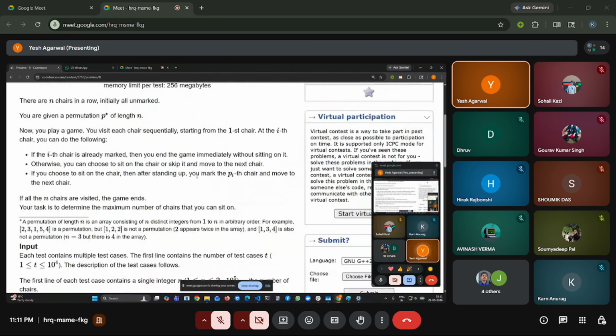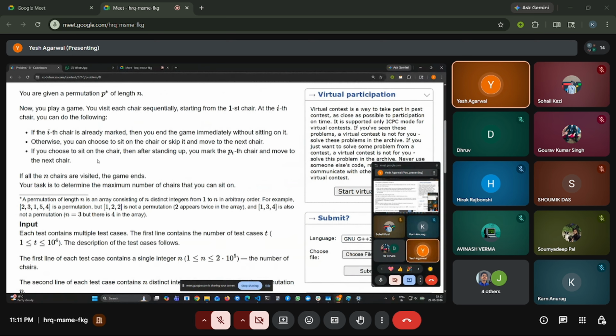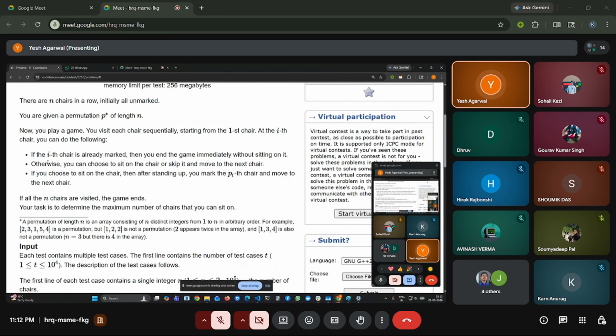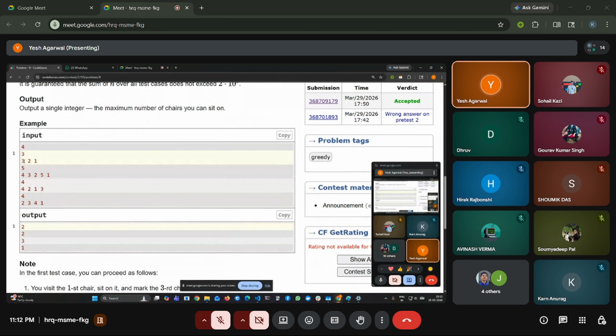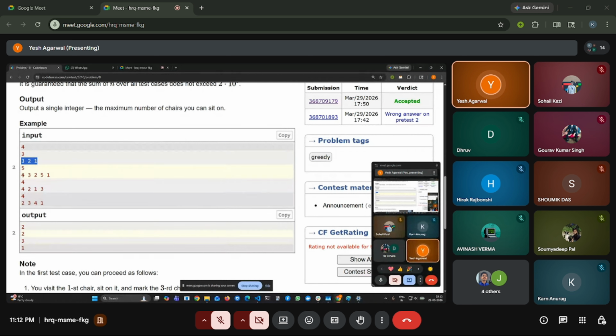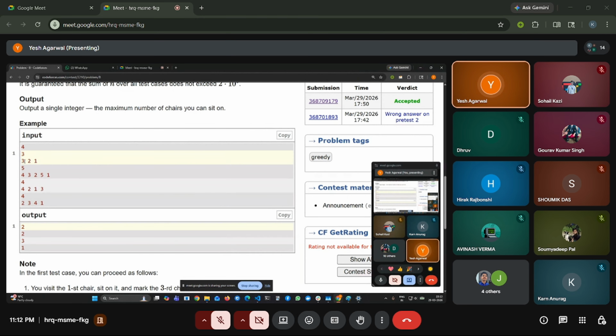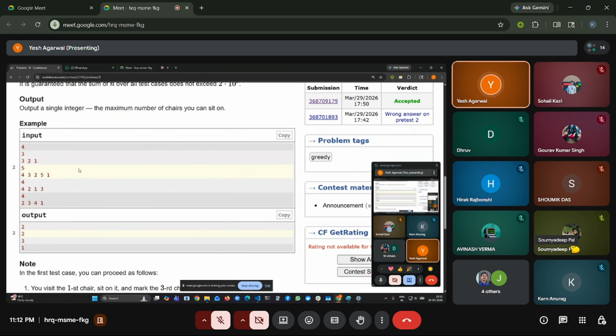So basically, what it is asking us to do is find the maximum number of chairs you can sit on, given that you can mark a chair. For example, this is a permutation. You are at the first index, starting from first to n, assuming one-based indexing. Here the value is 3. If, for example, you decide to sit here, then chair number 1 will get marked. And what does being marked mean?